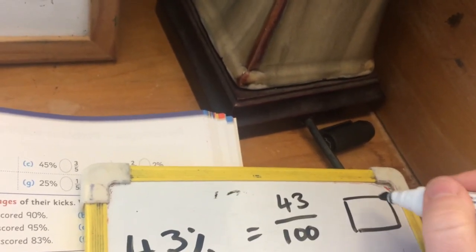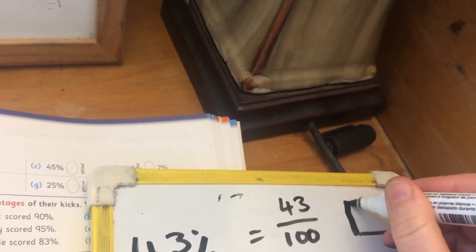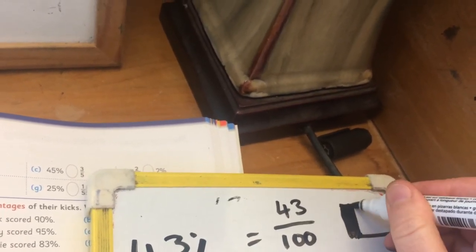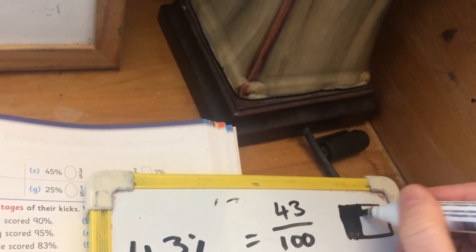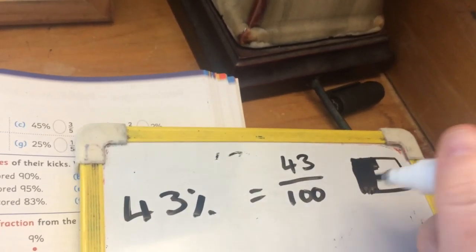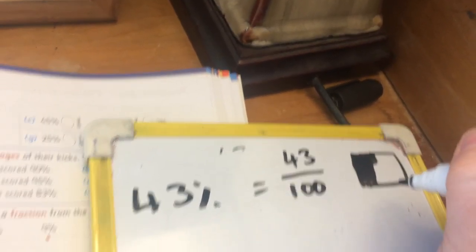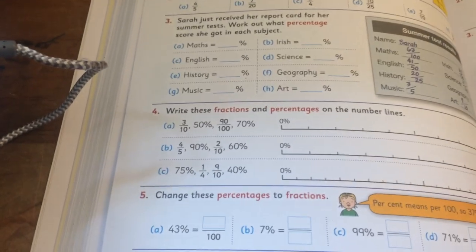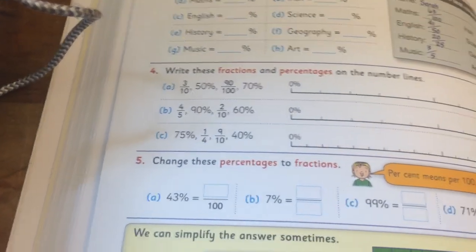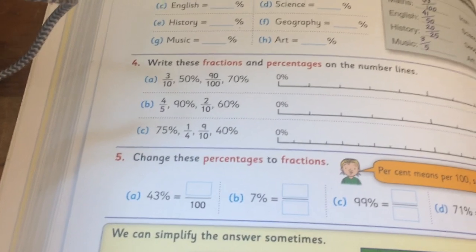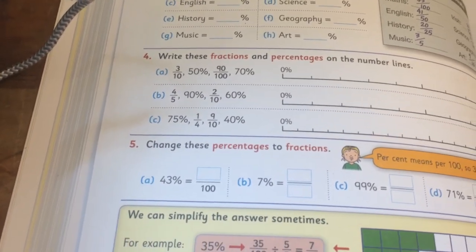Think again about your 100 square. If you had a 100 square, it would have 43 squares colored. So 1, 2, 3, 4, and 3 up on the top. That's what it would look like. 43 out of 100. Another one that's easy enough. All the rest of those would be easy enough. 7% would be 7 out of 100.